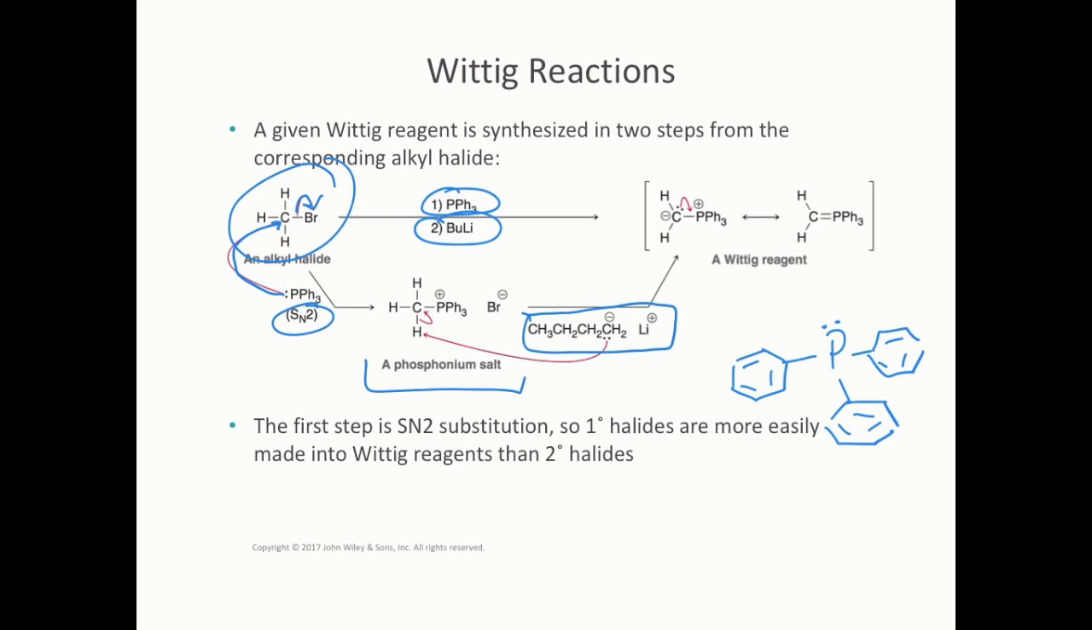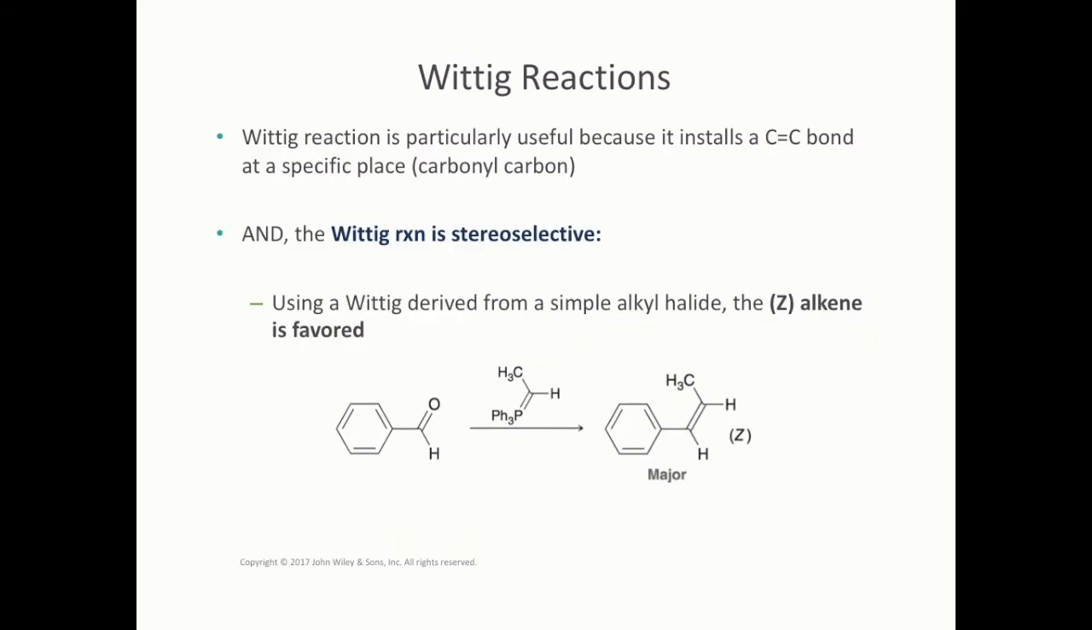So in the second step, you add butyllithium, also called BuLi, which is really strong. And you need a super strong base because it needs to pluck off this hydrogen to form the ylide. And then you get the Wittig reagent as shown here. And note that since the first step is SN2, primary halides would work easier than secondary halides. With the Wittig reaction, if it is derived from a simple alkyl halide, the Z-alkene is favored.